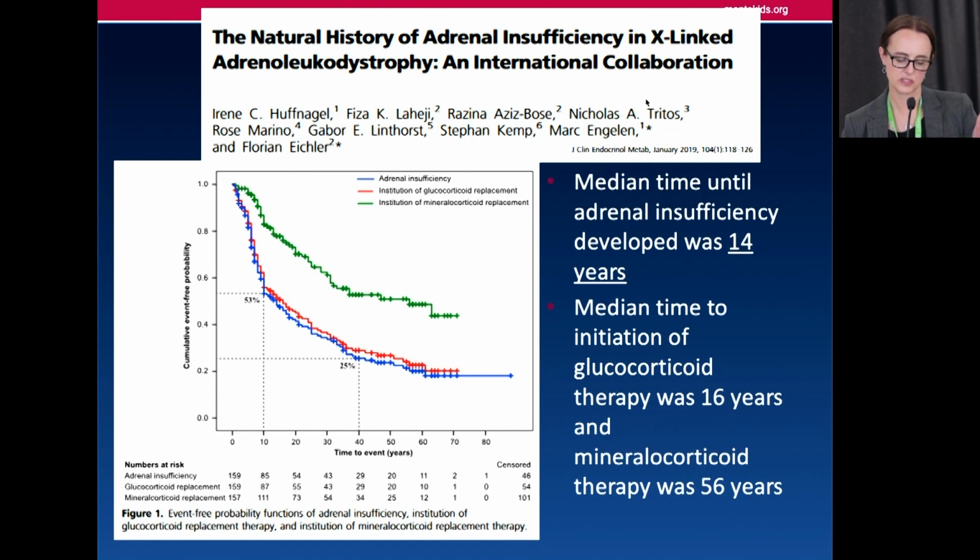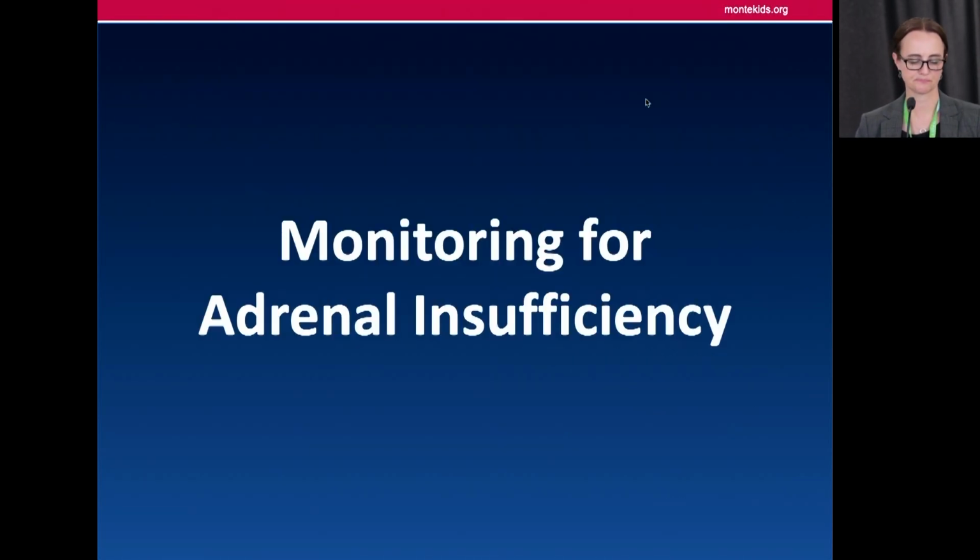This is just one of the graphs from the publication. It shows that the median time until adrenal insufficiency developed seemed to be about 14 years, although, again, there was a diagnostic delay of symptoms, and about 2 years in the delay before people got started on treatment. The average age for mineralocorticoid treatment was much later, into the 50s.